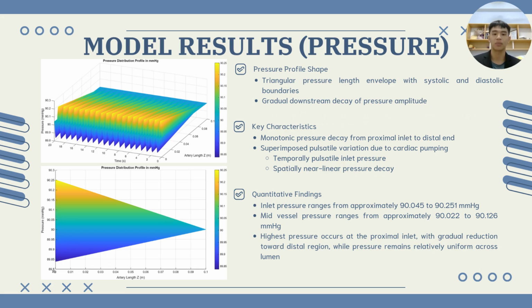It is actually due to the monotonic pressure decay from the proximal inlet, which is the base of the triangle, to the distal end, which is the apex of the triangle. And it is also due to the superimposed pulsatile variation due to cardiac pumping. This superposition of pressure actually consists of two pressures. The first one is the temporally pulsatile inlet pressure, and the second is a near-linear pressure decay. To point out one quantitative finding, the highest pressure occurs at the proximal inlet with a gradual reduction toward the distal region, while the pressure remains relatively uniform across the lumen.